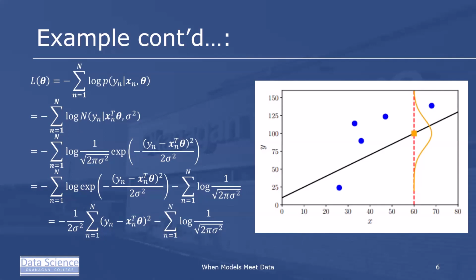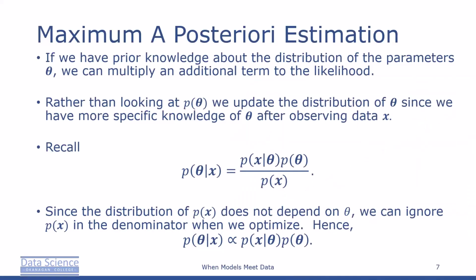It turns out that for Gaussian likelihoods, the resulting optimization problem corresponding to the maximum likelihood estimation has a closed form solution. We'll see more of that when we study linear regression. We have prior knowledge about the distribution of the parameters theta. We can multiply an additional term to the likelihood. This additional term is a prior probability distribution on parameters p of theta.